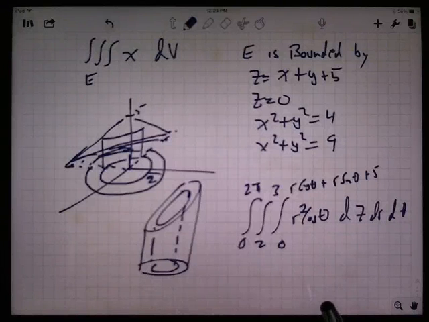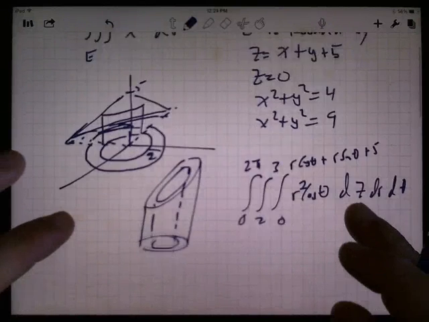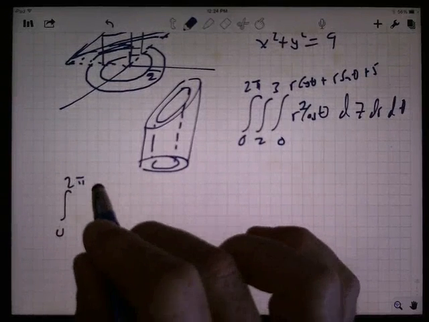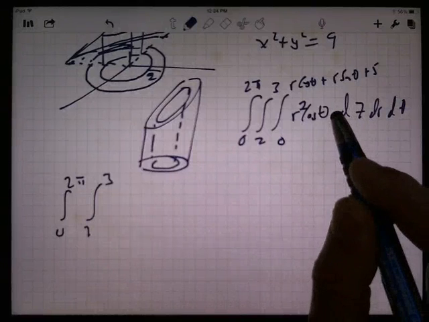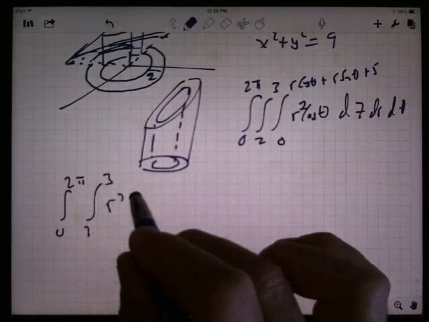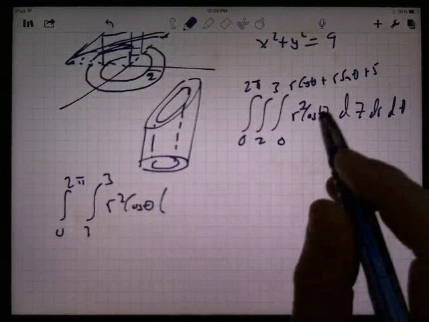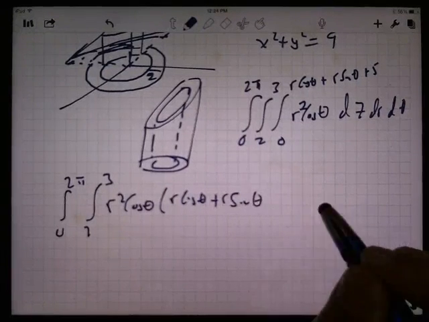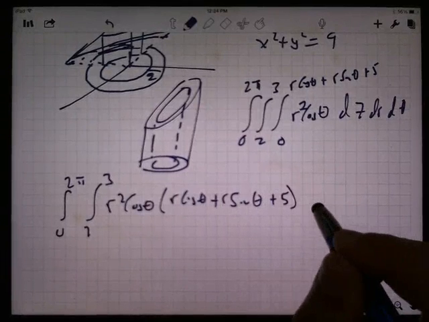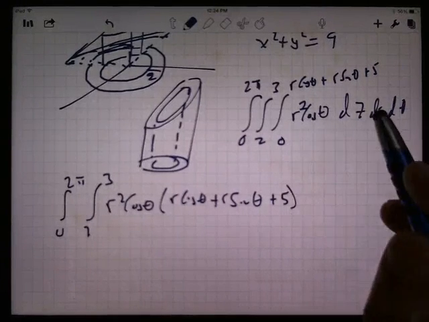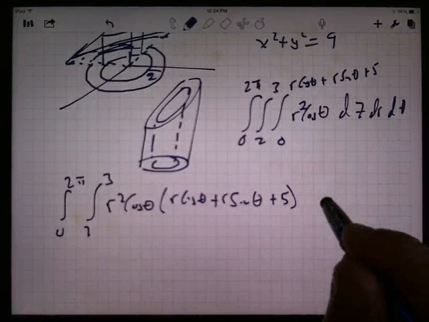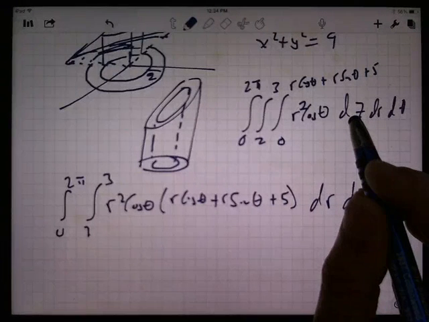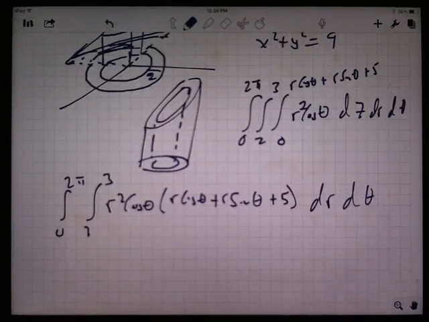Let's do it. So I've got 0 to 2 pi, 2 to 3. This is going to be a z. So I've got the r squared cos theta, and then times r cos theta plus r sine theta plus 5, minus what you get when you plug a 0 in, which is going to be 0. So there we go, dr d theta. I integrated that to get z, plugged in the top, plugged in the bottom, subtract.